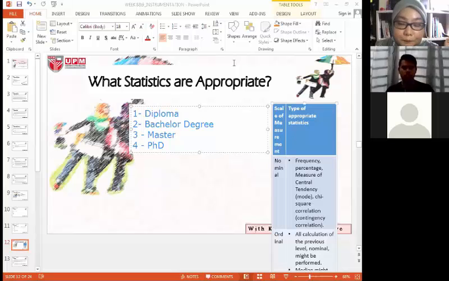Okay, and then based on this one, you can get the frequency, you can get the mode, and then you can run the correlation. You can also get the median, the value, the group with highest frequency. Apa lagi? Ni contoh, this is one of the example for ordinal.